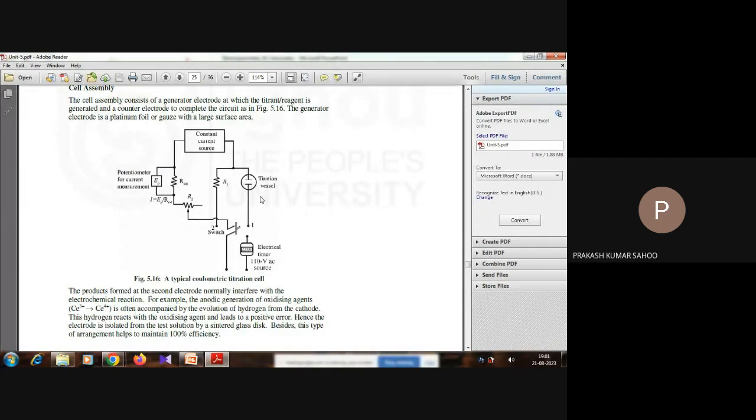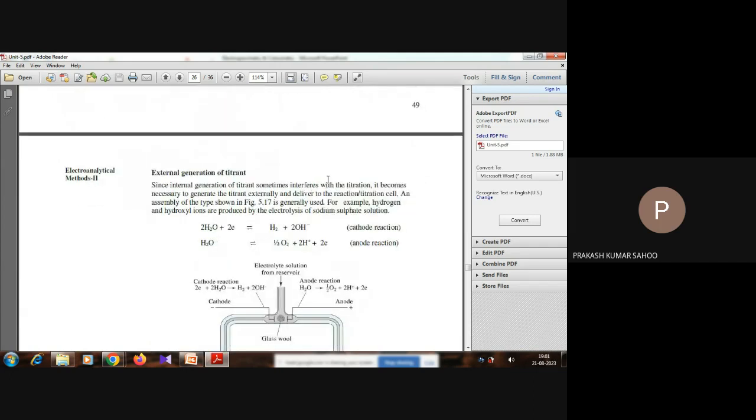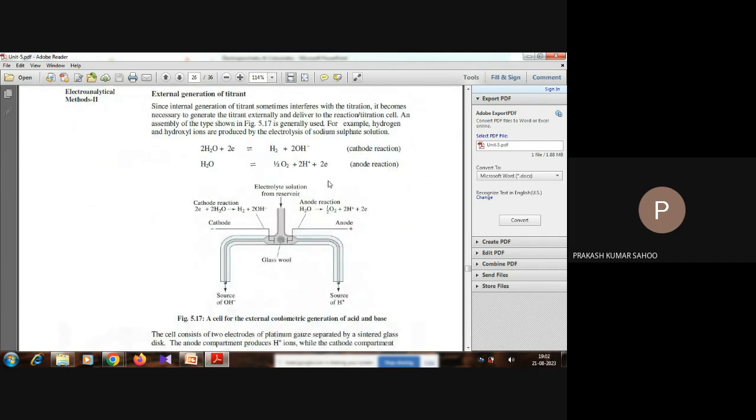This is the titration vessel here. Then one switch. These are the types of circuit diagram. And here also platinum foil or platinum gauze with a large surface area is used for electrolysis.